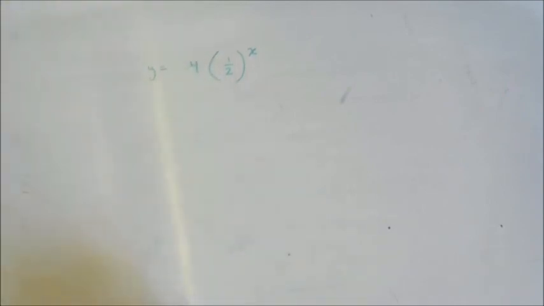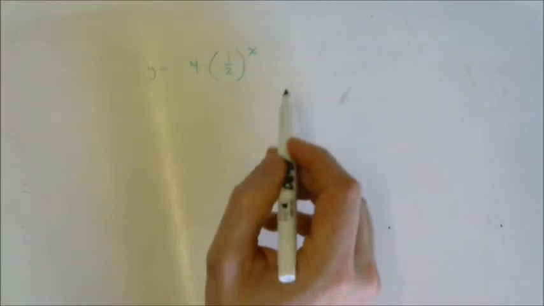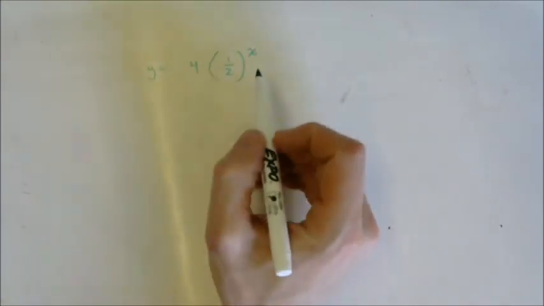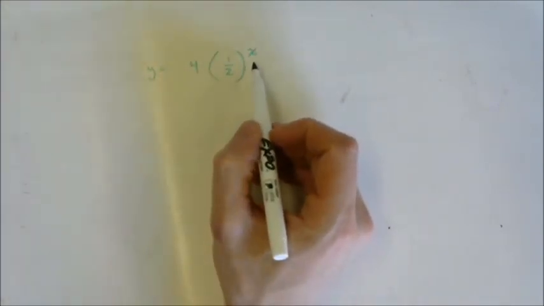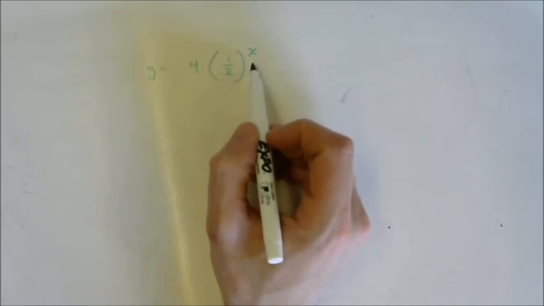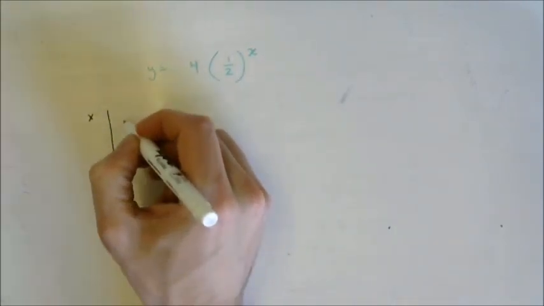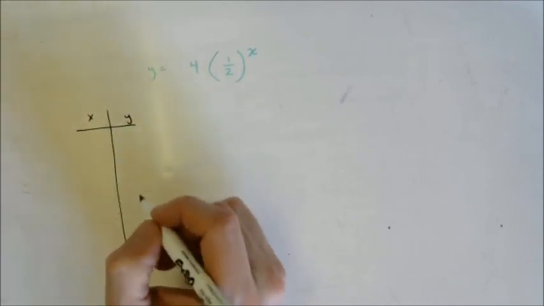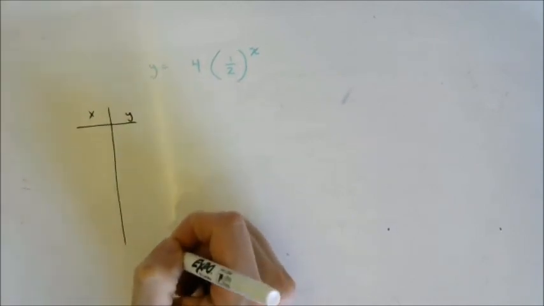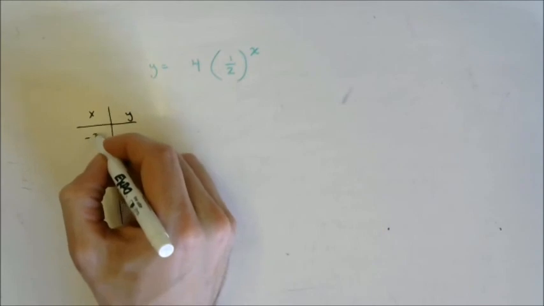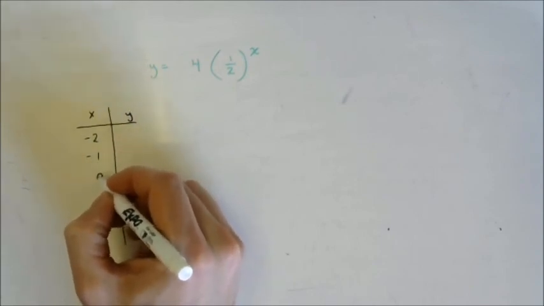Now to graph it, because it's not attached to a real-world situation, we can actually use exponents that are positive and negative. So in our table of values, you've got an x column and a y column, and we're going to take values of x from -2 to +2.